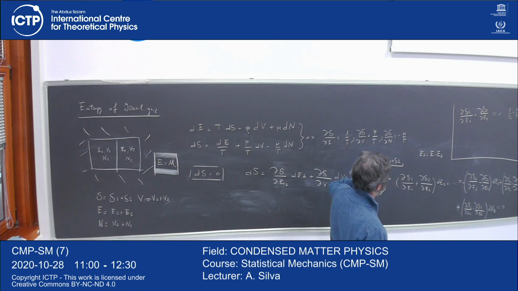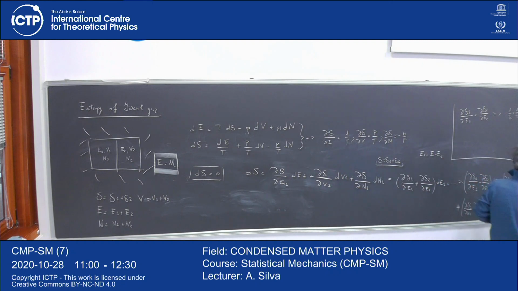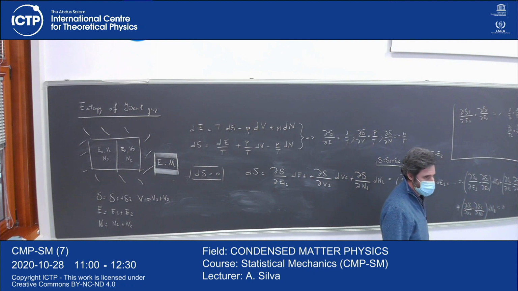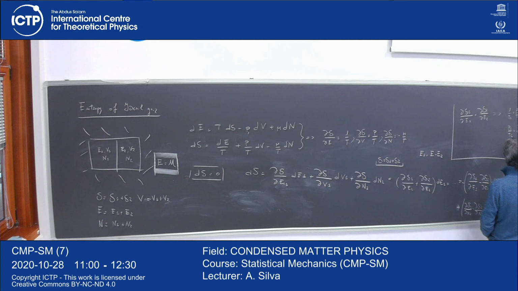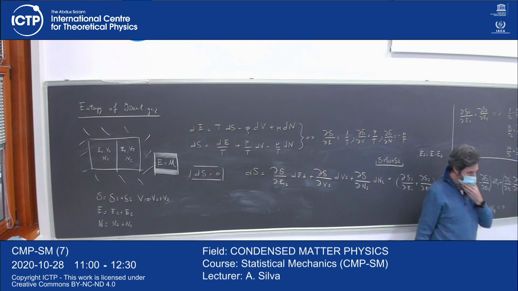The second condition, from this term here, is P1 over T1 equal to P2 over T2. Right? And the third condition from this one is going to be mu1 over T1 equal to mu2 over T2, which, by the way, since 1 over T1 is equal to 1 over T2, means that the two pressures have to be equal and the two chemical potentials have to be equal. Right?